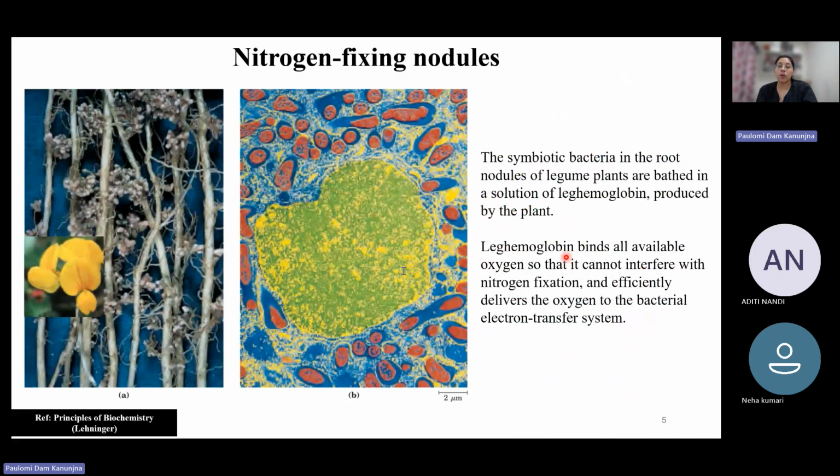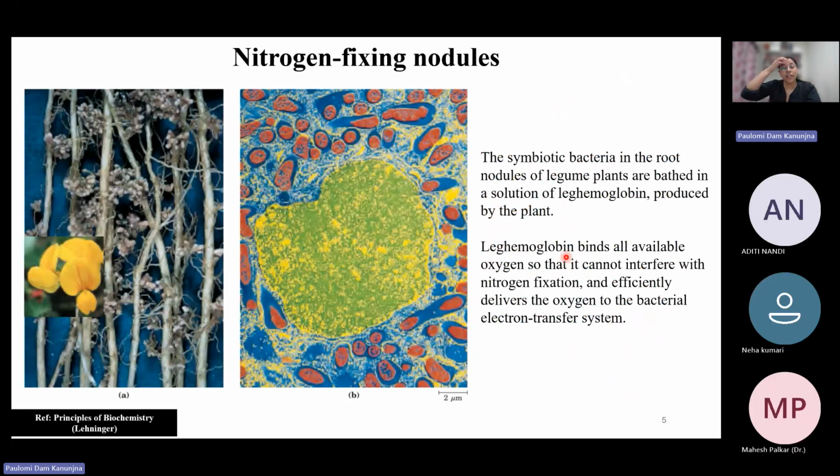So this is important in symbionts. And what is the symbiotic association here? The symbiotic association is that leg hemoglobin is given by the plant, and that is utilized by these bacteria which are present in the root nodules. And what is the protein called? Leg hemoglobin, right? These key terms you need to remember.